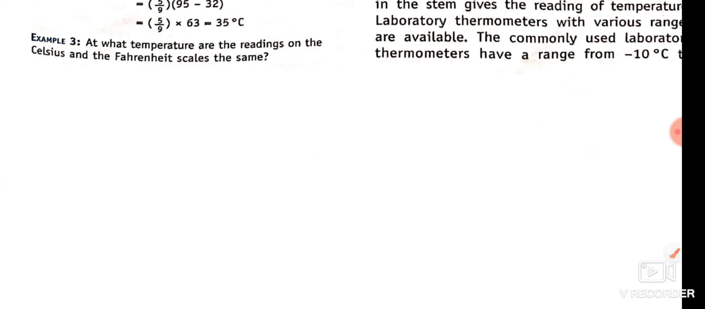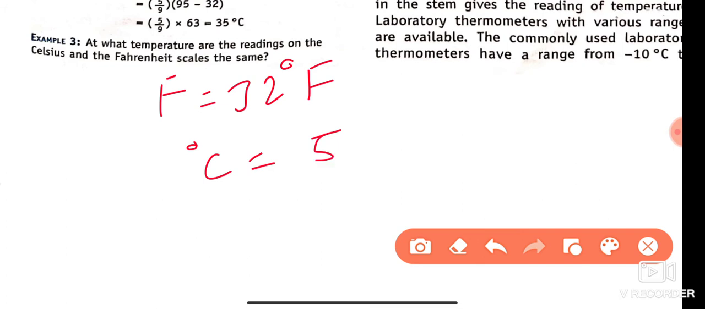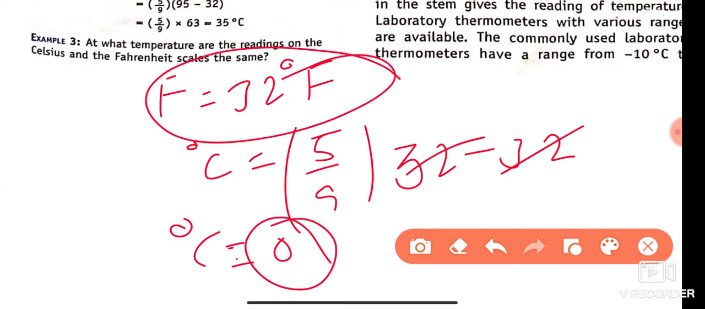Now we take the reverse of this question. When the Fahrenheit value of 32 degree Fahrenheit is given and we need to convert into degree Celsius, then we use the formula for degree Celsius. What is the formula? 5 by 9 into the Fahrenheit value, minus 32. We know that 32 minus 32 becomes 0, and 0 multiplied by something becomes 0. So the value of 32 degree Fahrenheit in degree Celsius is 0.